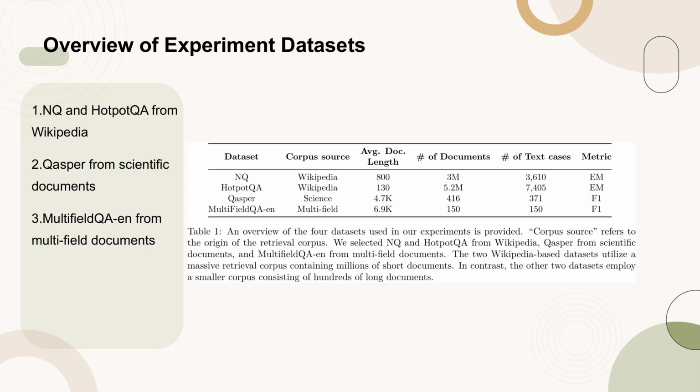Table 1 provides an overview of the 4 datasets used in our experiments. The corpus source column indicates the origin of the retrieval corpus. NQ and HotpotQA are sourced from Wikipedia, Qasper from scientific documents, and MultiFieldQA from multifield documents. The 2 Wikipedia-based datasets use a massive retrieval corpus containing millions of short documents, while the other 2 datasets use a smaller corpus consisting of hundreds of long documents.